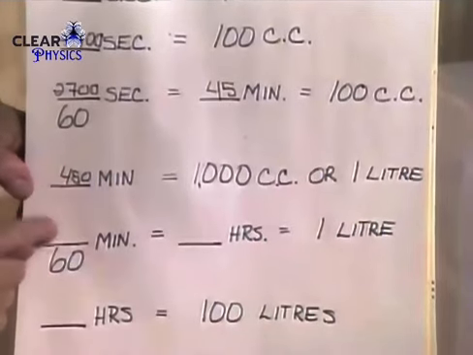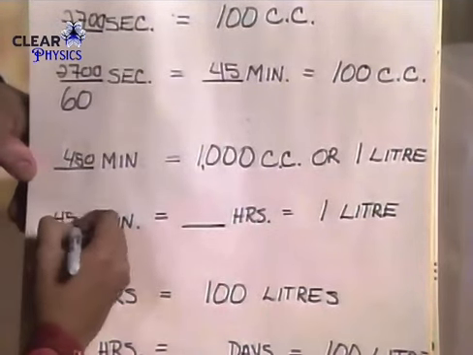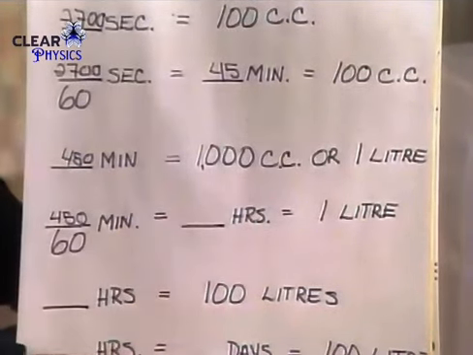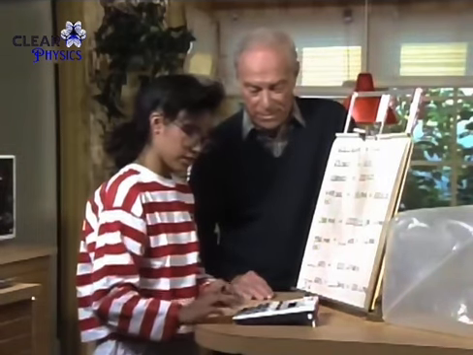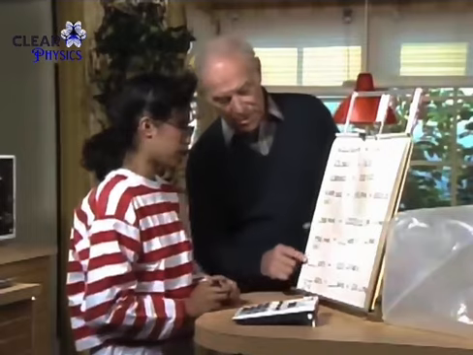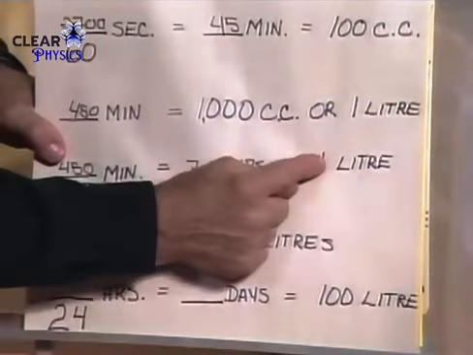Now we're going to change it into hours. So what do you put here? 450 divided by 60. Clear? 450 divided by 60 equals 7.5. Okay, right here, 7.5 hours. Notice that's 1 liter. Whoa.